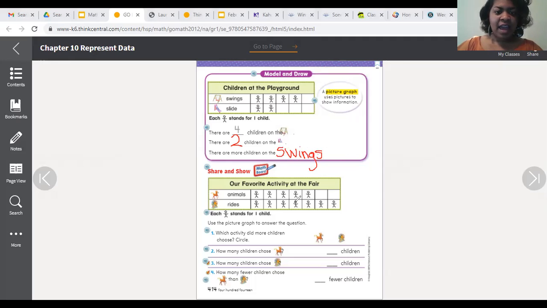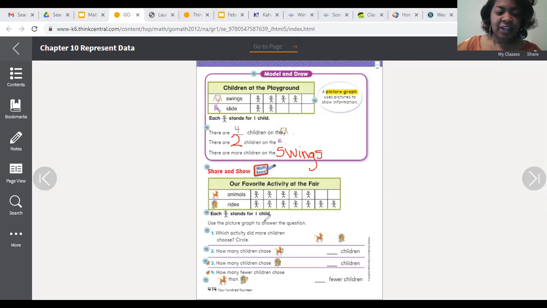All right. Now we have a different graph. The title of this graph is Our Favorite Activity at the Fair. So this picture of the horse represents the animals, and this picture of the Ferris wheel represents the rides. Now, each little stick figure that we see stands for one child. So when we see these stick figures, we can count by 1.